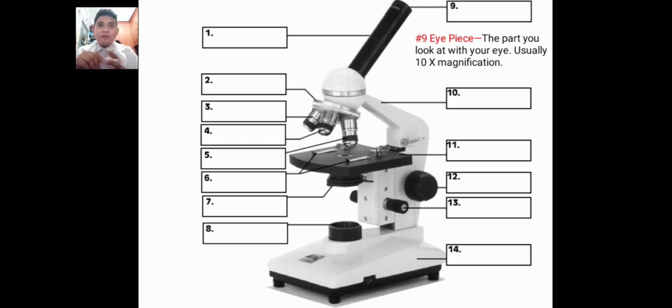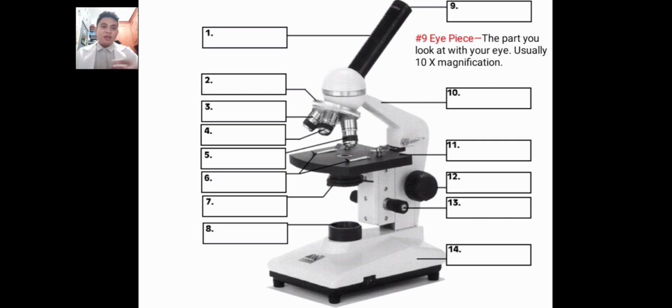It is found at the top of the microscope. Its standard magnification is 10 times with an optional eyepiece having magnifications from 5 times to 30 times. Depende po yan sa objective lenses.